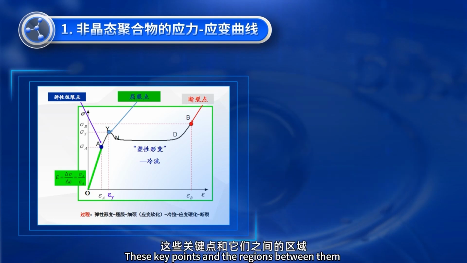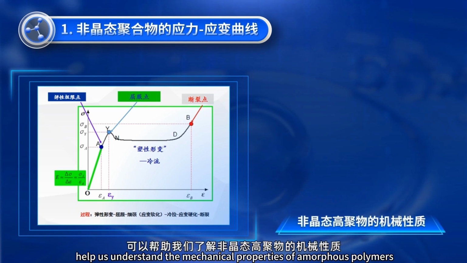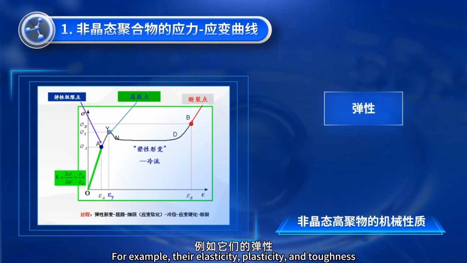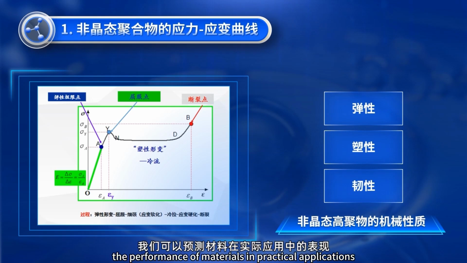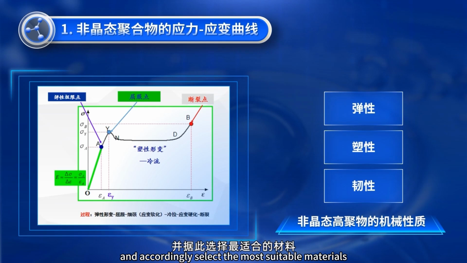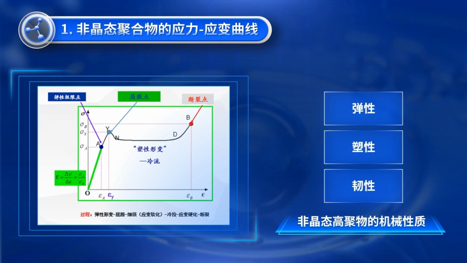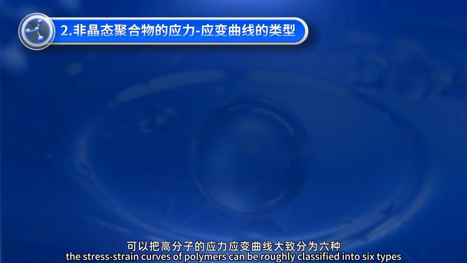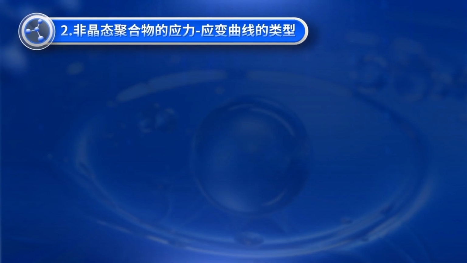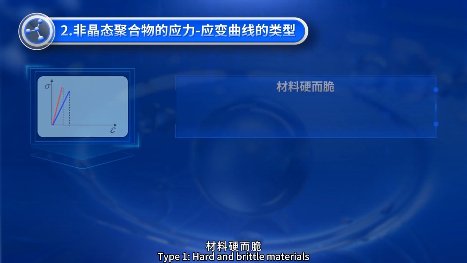These key points and the regions between them help us understand the mechanical properties of amorphous polymers, for example, their elasticity, plasticity, and toughness. By analyzing this data, we can predict the performance of materials in practical applications, and accordingly select the most suitable materials. According to the shape of the mechanical property curve, the stress-strain curves of polymers can be roughly classified into 6 types. Type 1, hard and brittle materials.